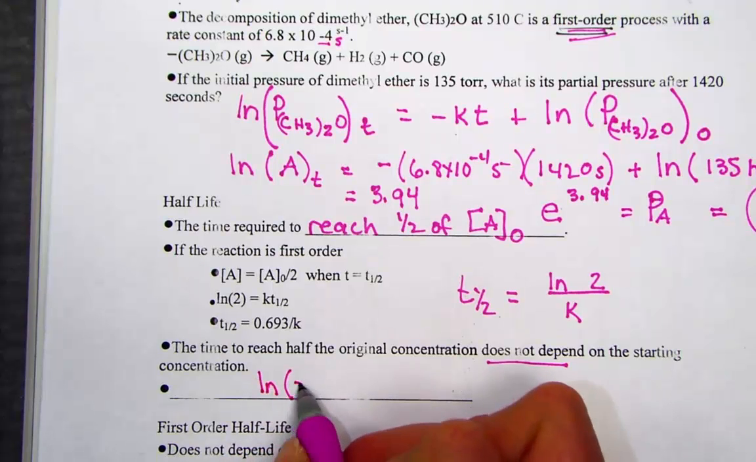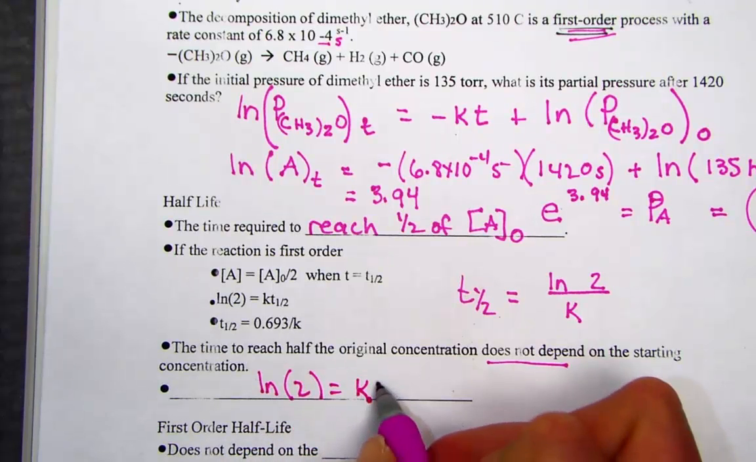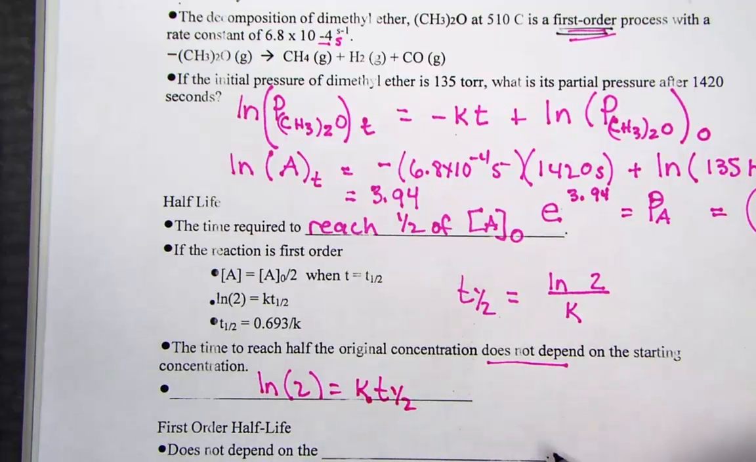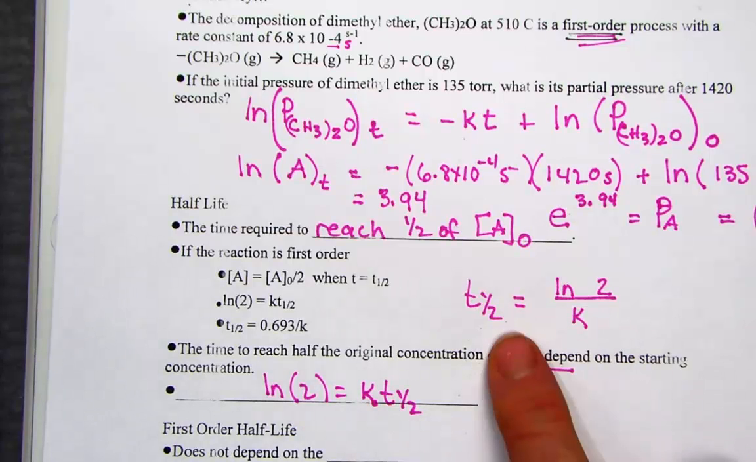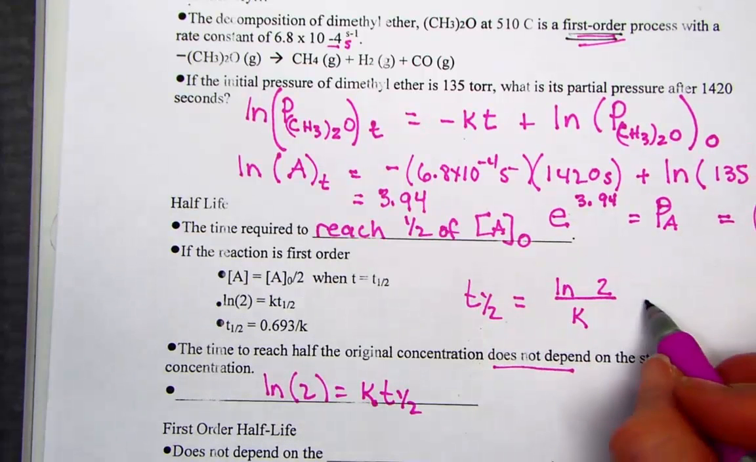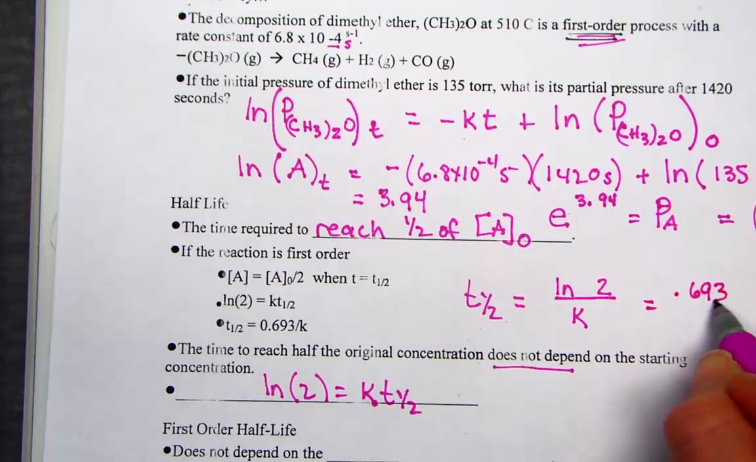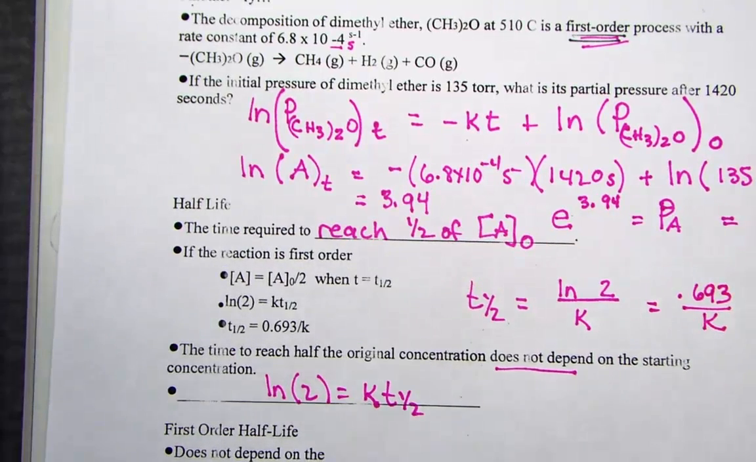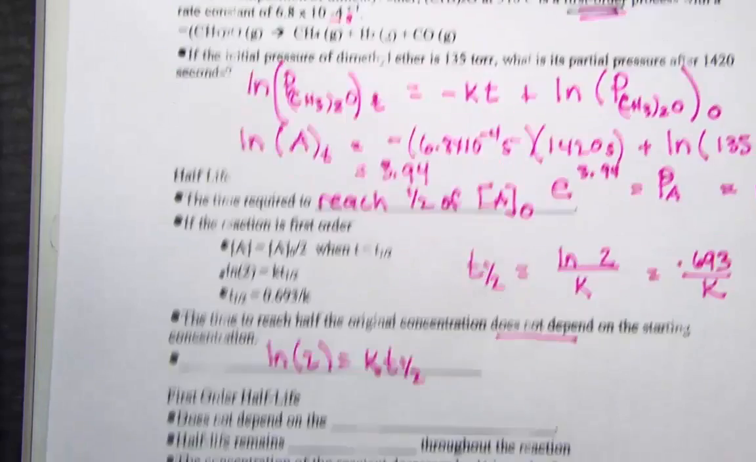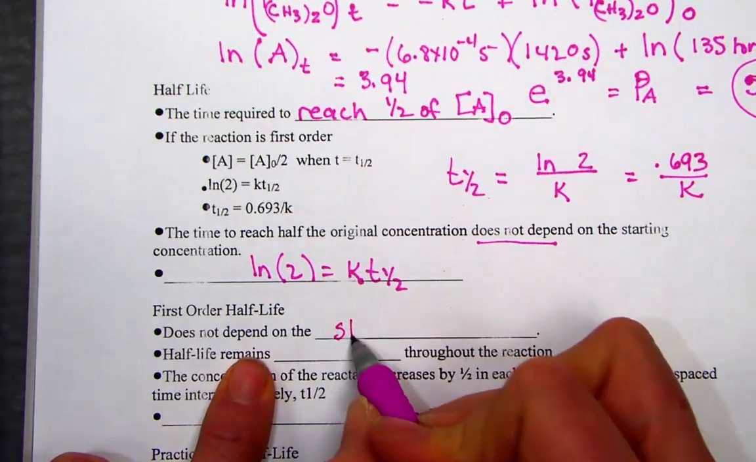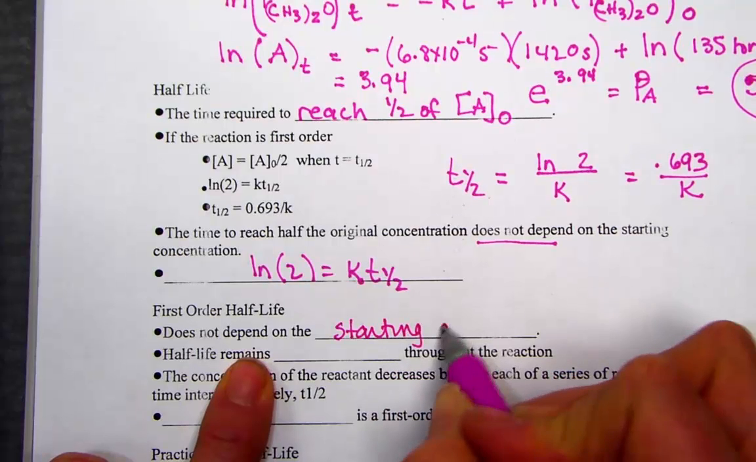In other words, the natural log of 2 is equal to k times our half-life, half the time that went by. This is often an easy way to solve for k, the rate constant. If you know the half-life, you can solve for k. If you know k, you can solve for the half-life simply by looking at that relationship where the half-life is equal to the natural log of 2 over k, which is the same as 0.693 over k. Whatever you find easiest, perhaps you like either one. So a first order half-life does not depend on the starting concentration.